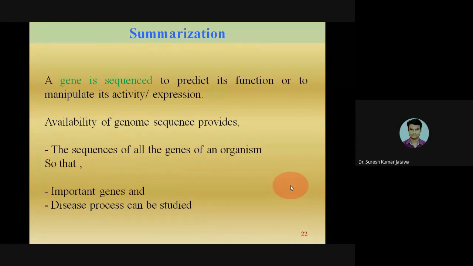This is the summarization of this entire session, the first session of today and the third session of the workshop. If you are able to know about the genome or gene sequence, then you can do anything. If you have analyzed this gene sequence, you can predict its function, and you can manipulate its activity and its expression. A genome sequence always provides the sequence of all genes of the organism, so that you can know the importance of the genes, the function of the gene, the necessity of this particular gene in the organism, and what the cause of this gene is. Disease processes can also be studied if you know the genome and gene sequence.